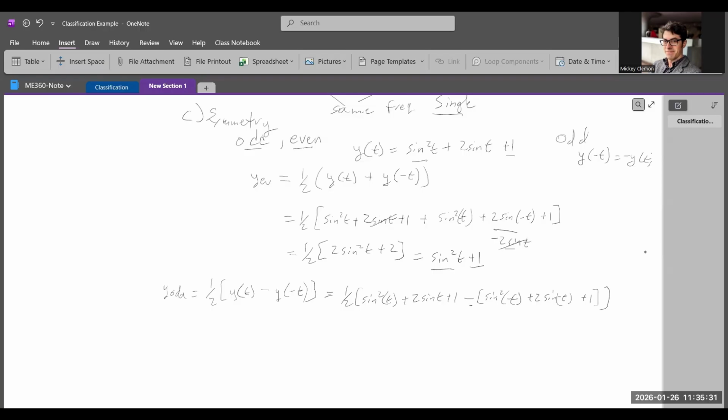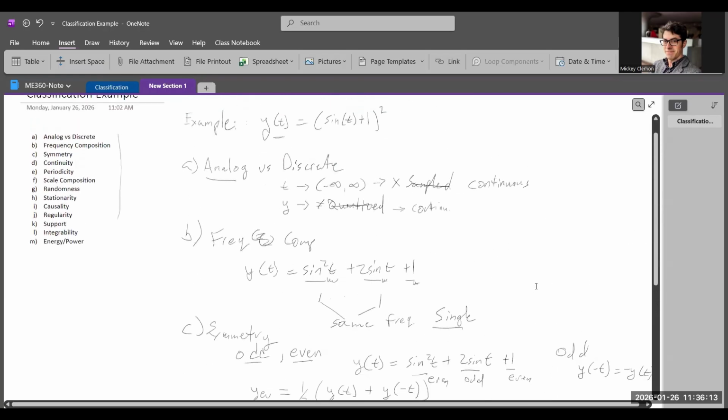Distribute this minus and cancel out the parts that match. So this will cancel, that'll cancel because sine squared is even. This will cancel and this will cancel because they're even. And we will be left with these two terms. We'll be left with 1/2 of 4 sine t, and that is 2 sine t. So that's our odd component, and this is an even component. So we have found y odd and y even for this particular signal.